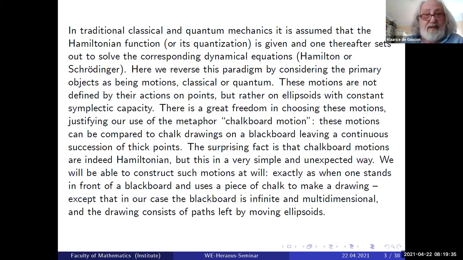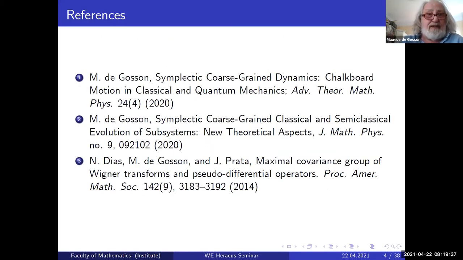Good, so this talk is based on papers 1 and 2, which are quite recent. They appeared a few months ago, and also, for the symplectic part, on a joint paper with Diaz and Prata from Lisbon about the maximal covariance group of Wigner transforms. So these are references. If you're interested in the PDFs, I can send them to you.